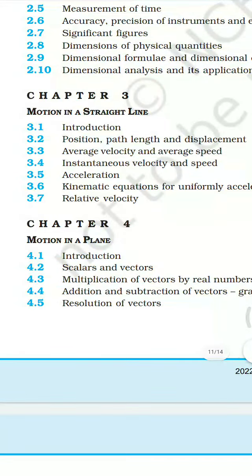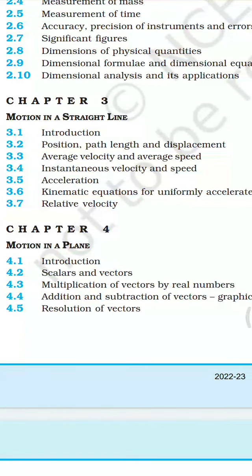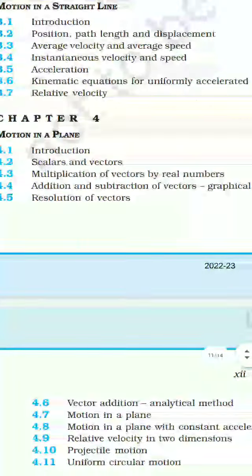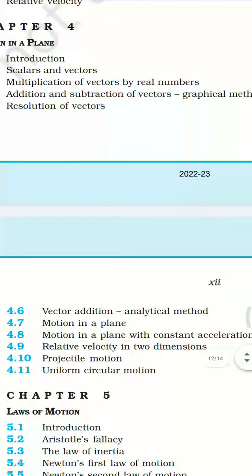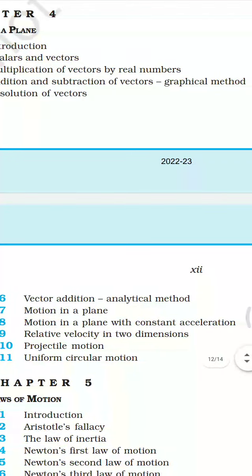Then we are going to head into motion in a plane, that is, two-dimensional motion. Introduction to vectors, scalars, tensors, multiplication of vectors by real numbers, addition and subtraction of vectors, graphical method, resolution of vectors, triangle law, parallelogram law, and the polygon law. Vector addition, analytical method. Then we are going to head again into kinematics of the plane: motion in a plane with constant acceleration, relative velocity in two dimensions, projectile motion, uniform circular motion.